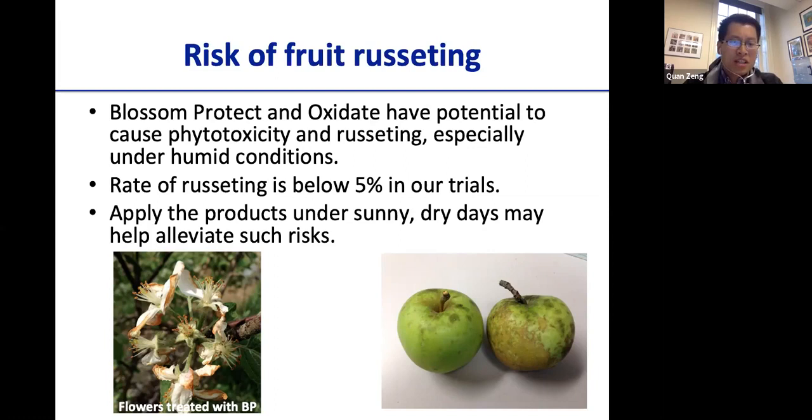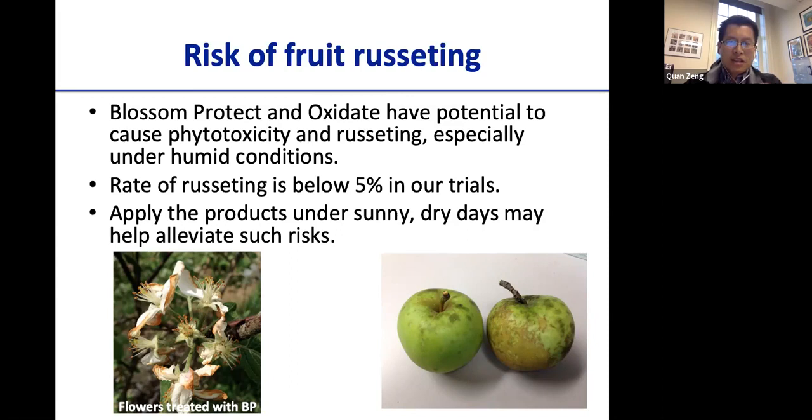Another big limitation I didn't list here is the compatibility with scab control. Obviously, in the Northeast, many of you know that scab is really intense, especially when we have rapid shoot growth and when a high percentage of the scab Venturia inaequalis ascospores are mature and ready to be released in the same rain event that will also trigger fire blight.